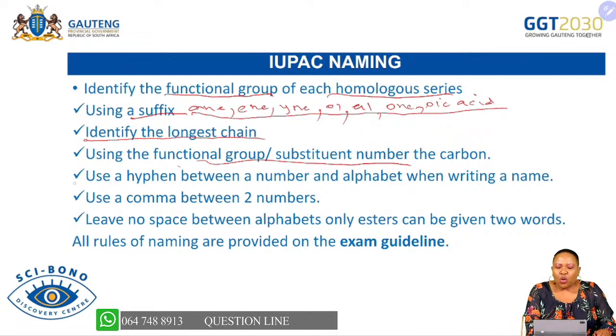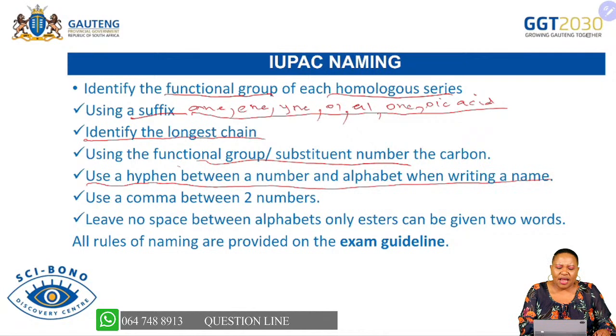After we have determined that, we now need to write the name of that compound. And writing the name, we are using hyphens and commas. So it is very important to remember when the hyphen is going to be allocated, and when the comma is going to be allocated. We use a hyphen between a number and an alphabet. We know the numbers from 1 to 9, and the alphabets from A up to Z. So if we are separating a number and an alphabet, we use a hyphen. However, if there are two numbers following each other, we use a comma.